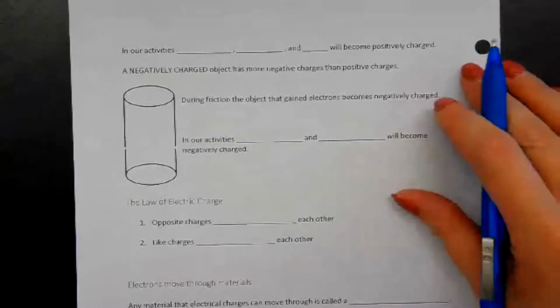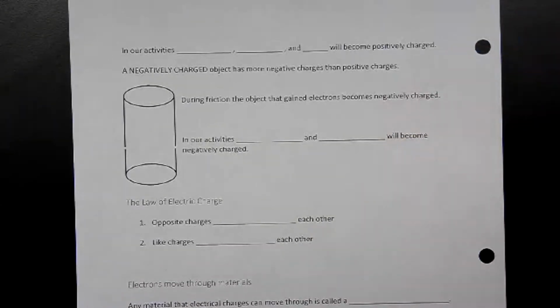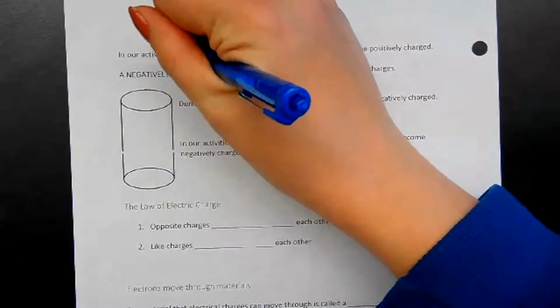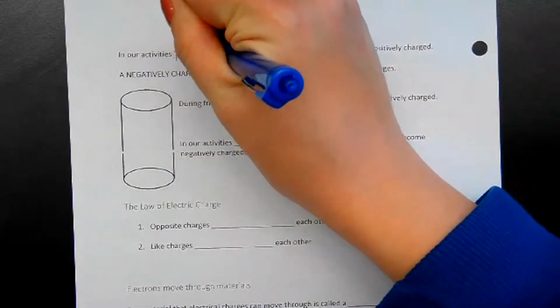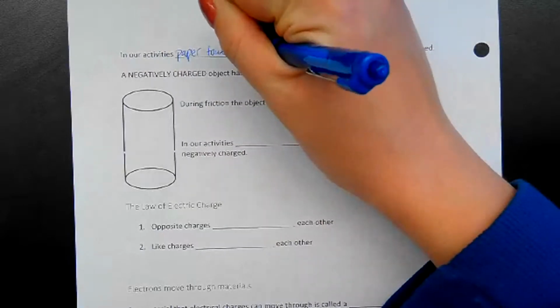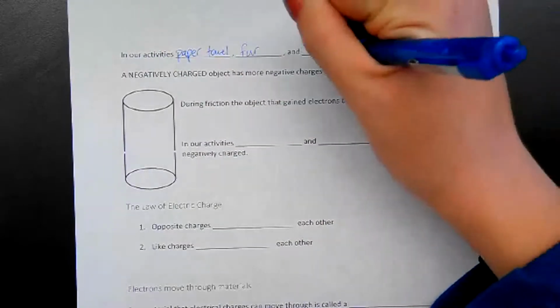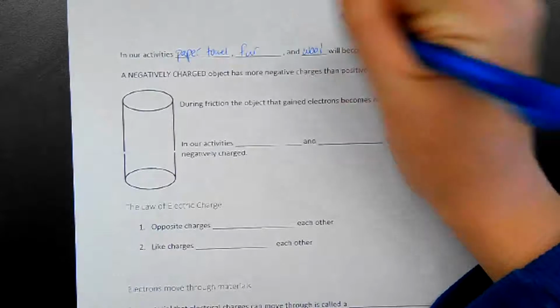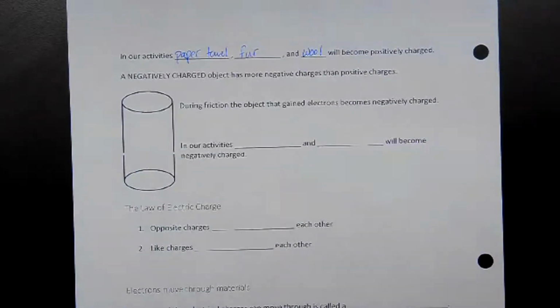Okay, flip it over. So we're going to do some activities on static electricity. And the objects that are going to become positively charged are things like paper towel, fur, wool. Okay, any kind of cloth really would become positively charged.